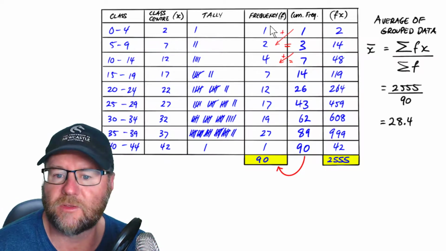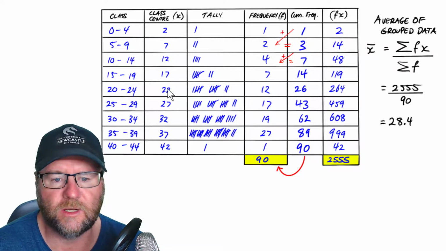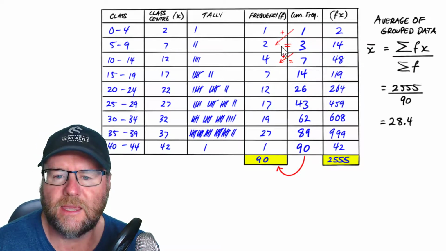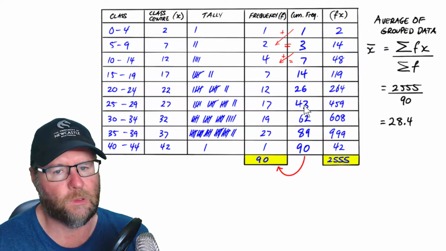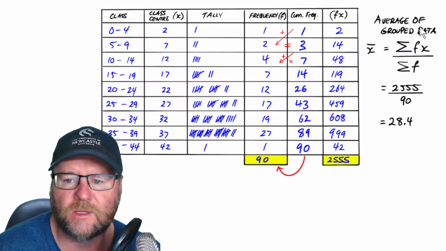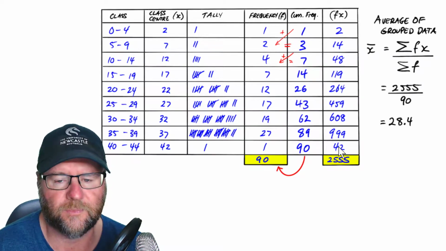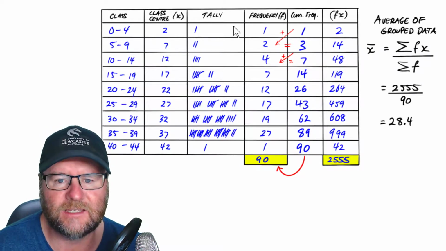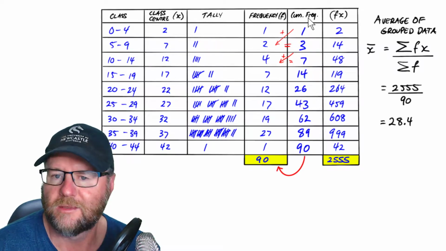We tallied up the frequencies, that's how many scores occurred in each of those classes. Then we calculated the cumulative frequency, and this is all in a previous video you can check out. And we worked out the average of the grouped data using this FX column. All right, so it's this cumulative frequency column here that I want to take next.